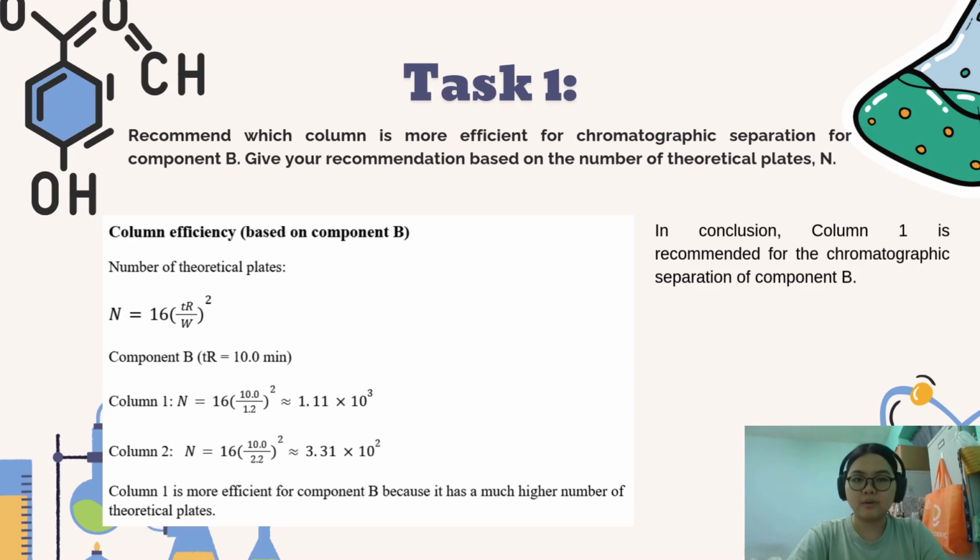This indicates that column 1 is more efficient, as a higher theoretical plate number corresponds to narrower peaks and better separation efficiency for the same retention time. Therefore, column 1 is recommended as the more efficient column for the chromatographic separation of component B.